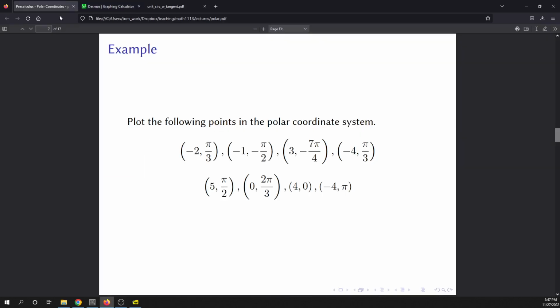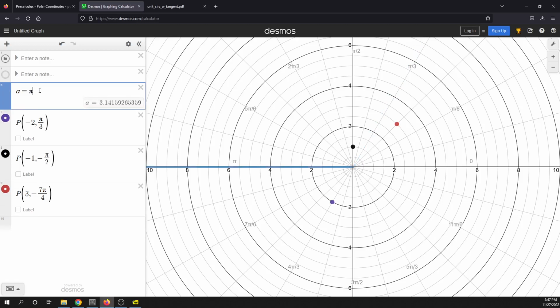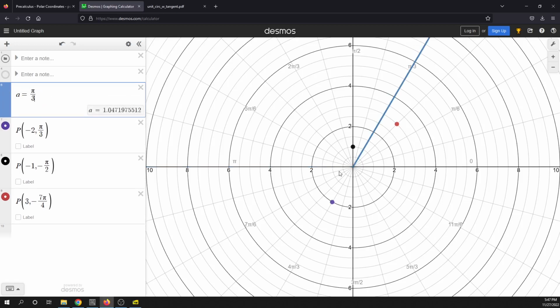All right, next point is negative 4 comma pi over 3. Okay, so again, I'd start back at 0 here, and then I'd rotate to pi over 3. So pi over 3 is right up here. Okay, so that's the direction I would be thinking about.